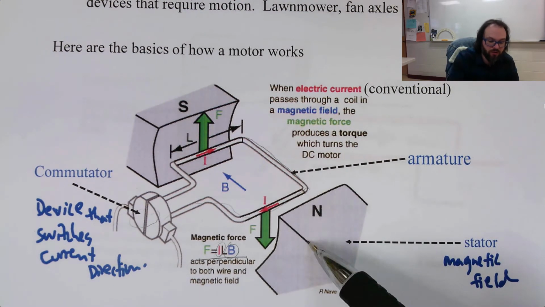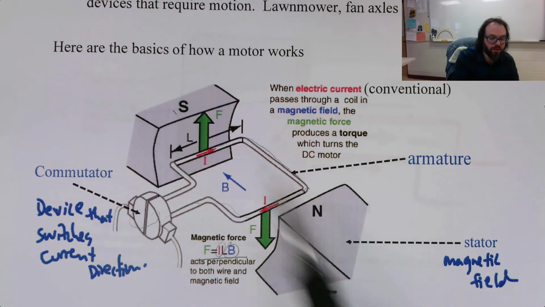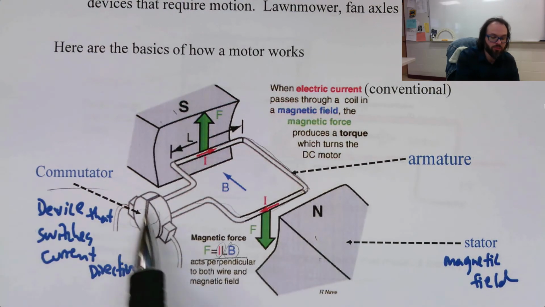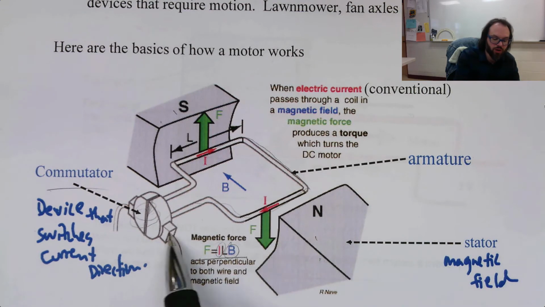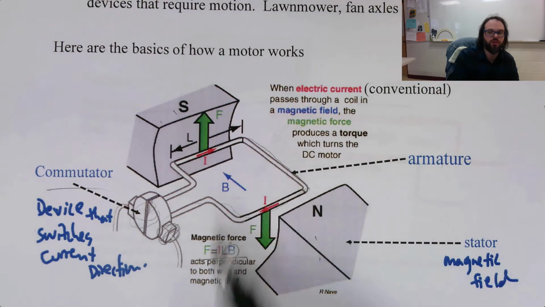Now, here we have my stator, which are my magnetic fields. So commutator is right part here. It's normally separated by something. We have my brushes right over here. And then right here we have my armature that turns.